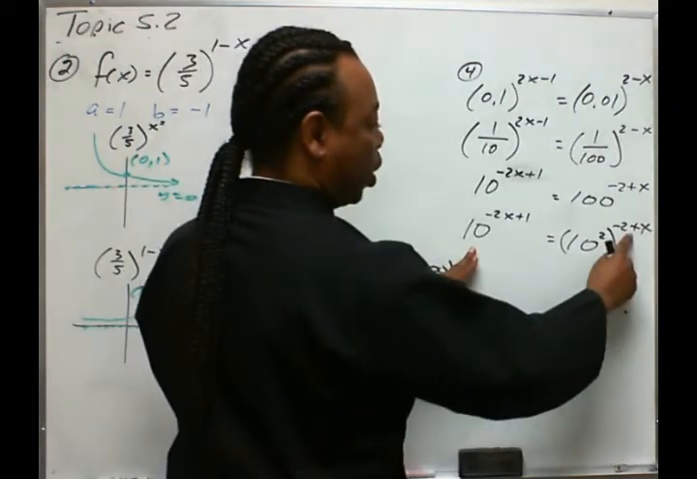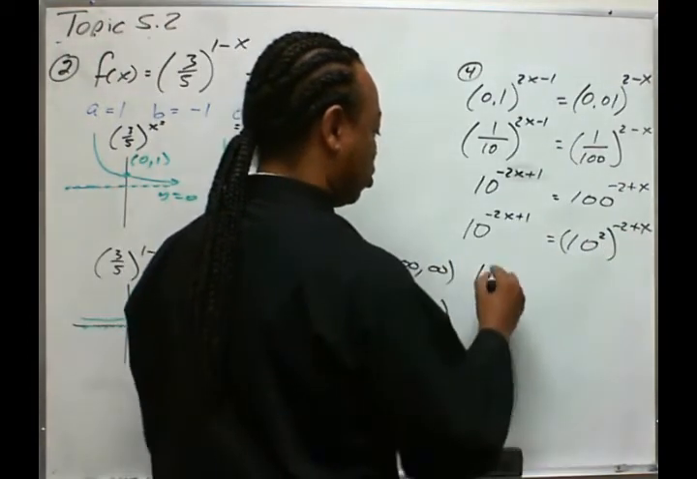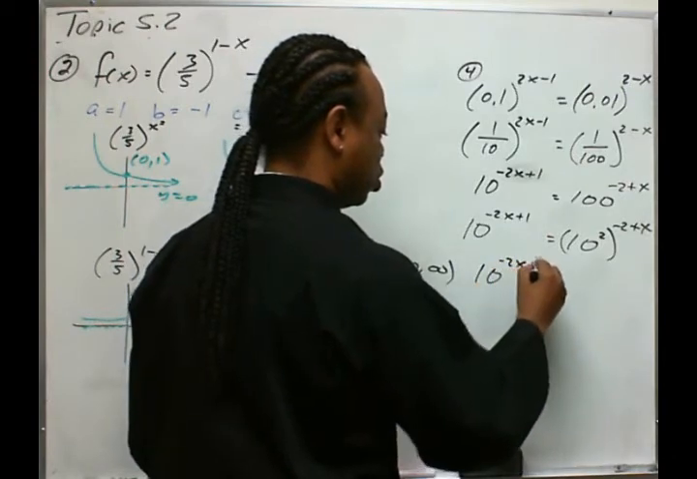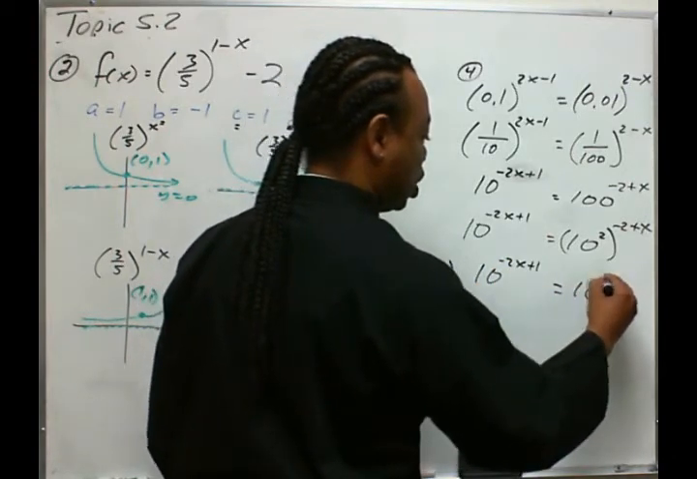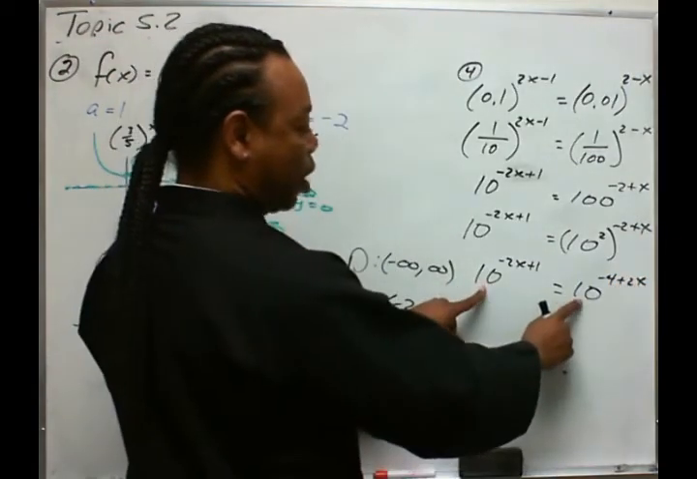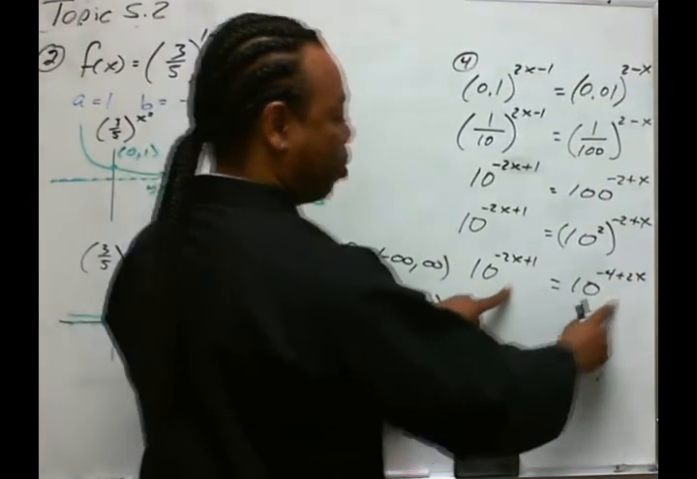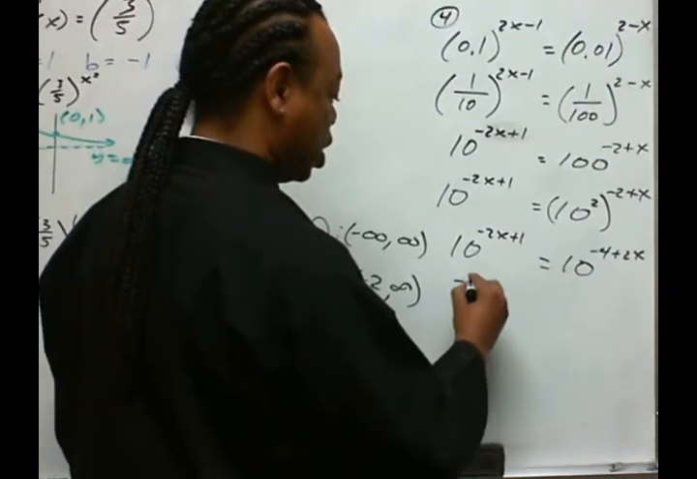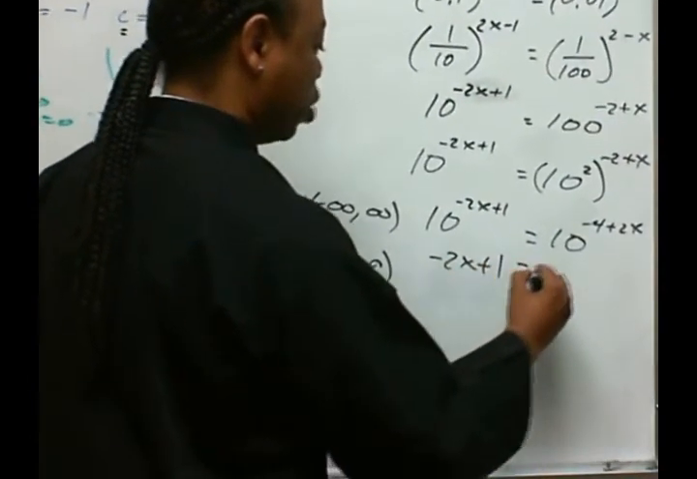Now I have powers raised to powers, so these will multiply. So what I'll get is 10 to the negative 4 plus 2x power. And now we have common bases. Now that we have common bases, we can equate exponents, and negative 2x plus 1 will be set equal to negative 4 plus 2x.